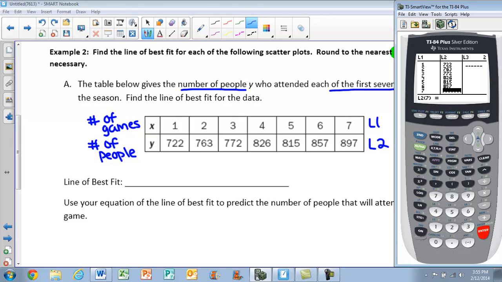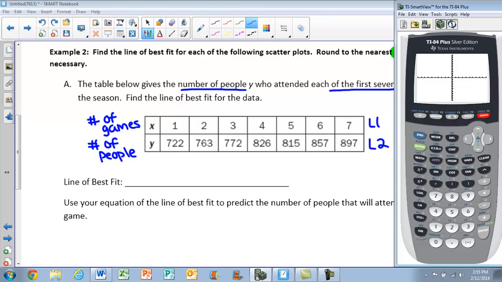Hit enter. And then my last one is 897, and go ahead and hit enter. Okay, so we entered in all that data. Once we enter in that data, if we want to see what our scatter plot looks like, we go ahead and hit graph. When you hit graph, you guys are probably thinking, what the heck, we entered in all that data and nothing's on there?